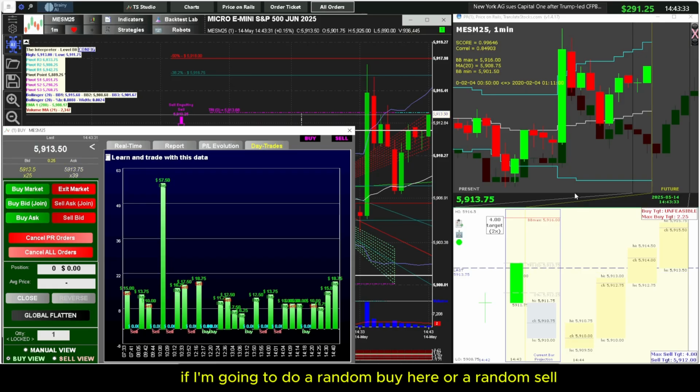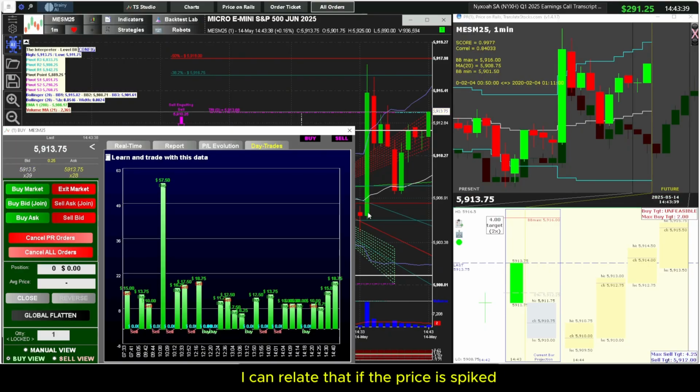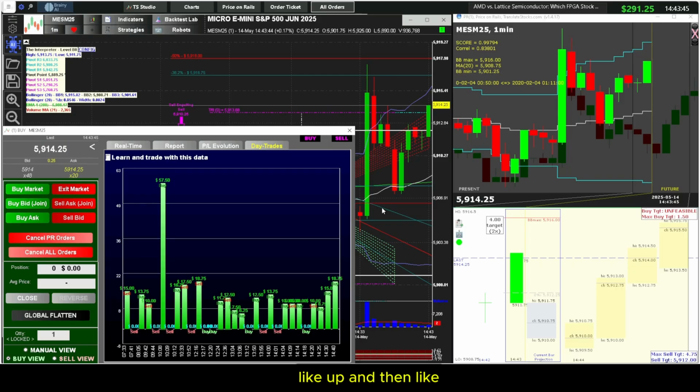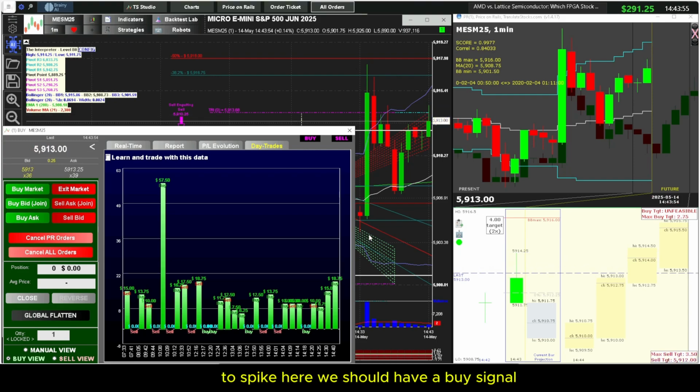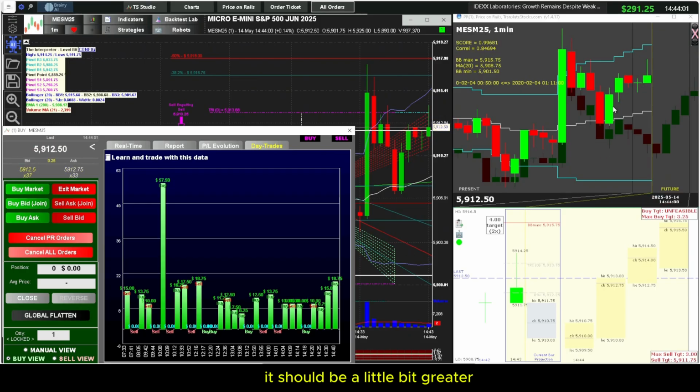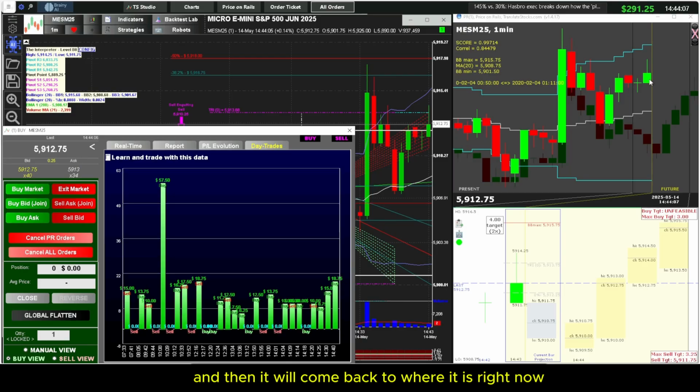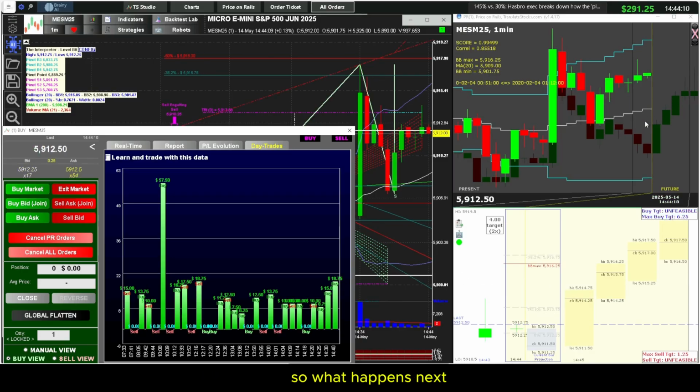If I'm going to do a random buy here or a random sell, a random trade, I can relate that if the price spiked up and then made a pullback, for whatever reason it had to spike here, we should have a buy signal. The correction should be a little bit greater, and then it will come back to where it is right now. So what happens next? Nothing here. Nothing happens next.